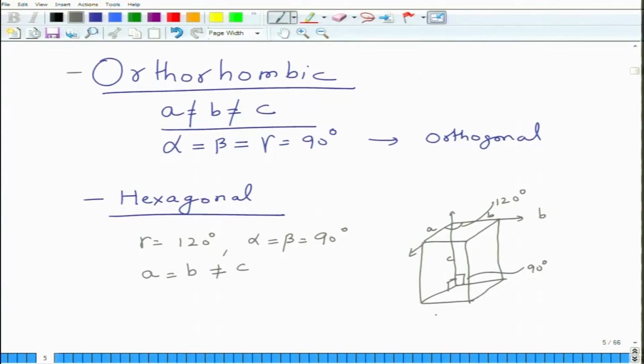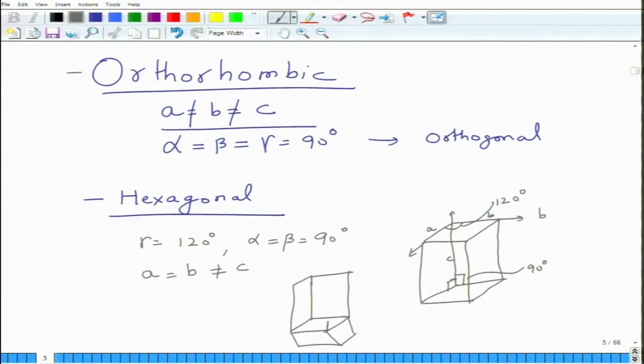So, why is this called a hexagonal system? Because when you put three of these unit cells together, they make a hexagon pattern. Let me just try making one for you. This will be the first one, this is the second one. Not a very good drawing, but still you can probably see what I am trying to do here.